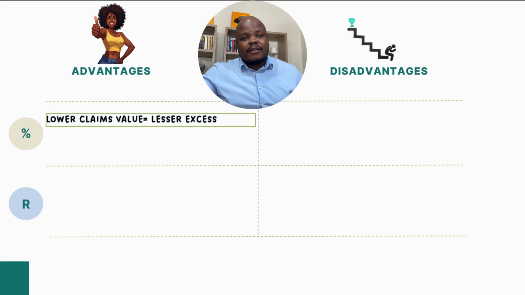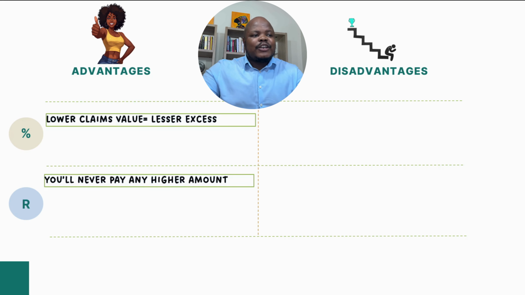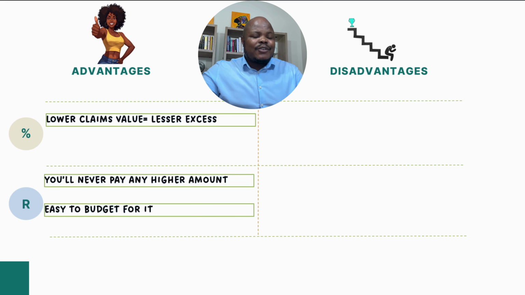Whereas with the fixed excess, it doesn't change. The other advantage when it comes to the fixed excess is that you will never pay anything higher than what is stipulated. Whatever is pre-agreed is exactly what is going to be due, nothing less, but also the advantage is that nothing more. And then it's easy to budget for.